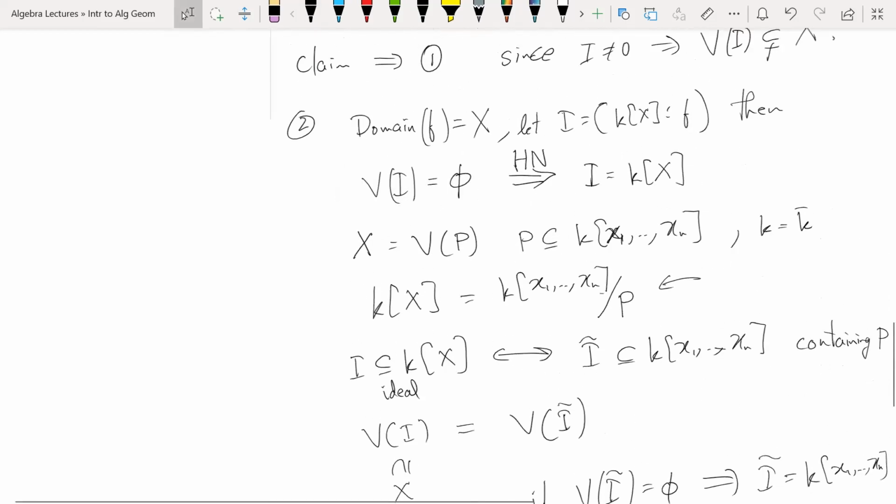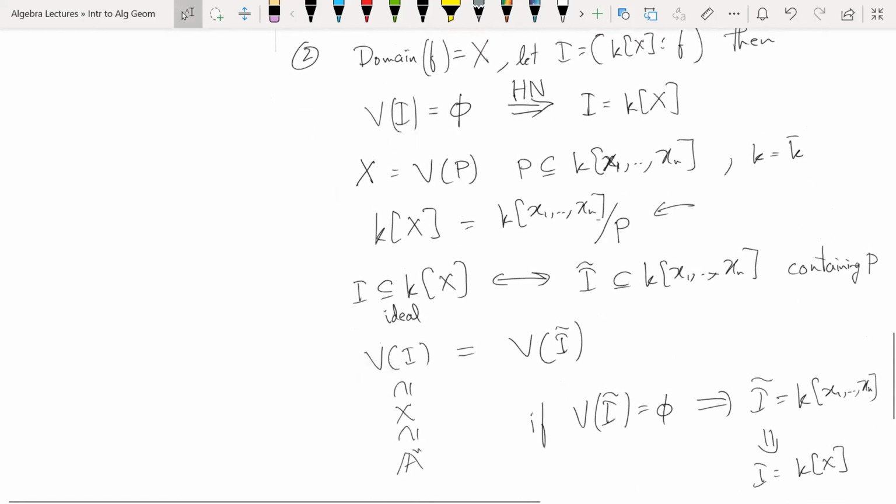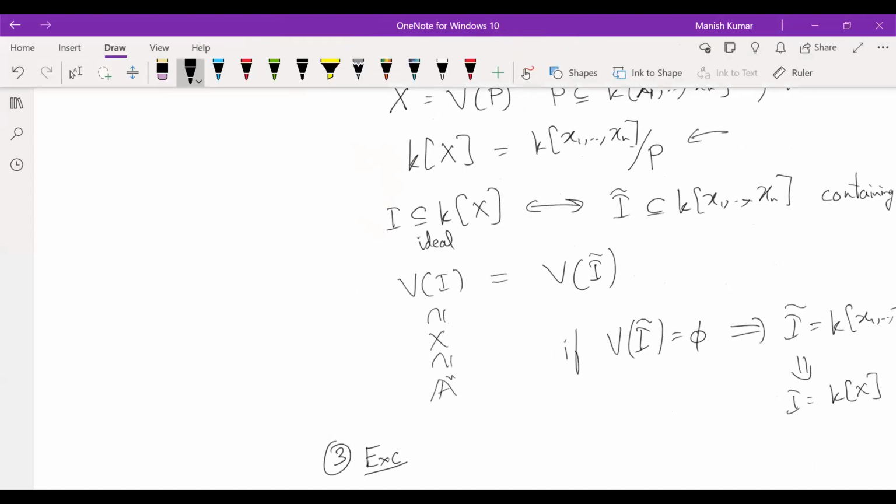I hope this is clear. I've chased down how it follows from the elementary version of Hilbert's Nullstellensatz. Maybe 3 is somewhat similar, so I'll leave 3 as an exercise or homework. This is also Hilbert's Nullstellensatz, but the radical version of it. That will be homework. Maybe this is a good place to stop.